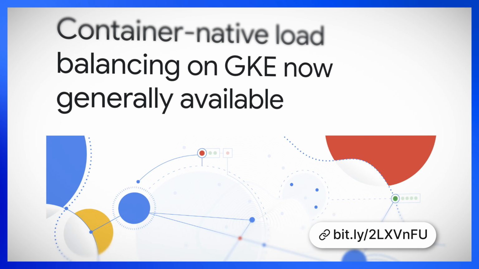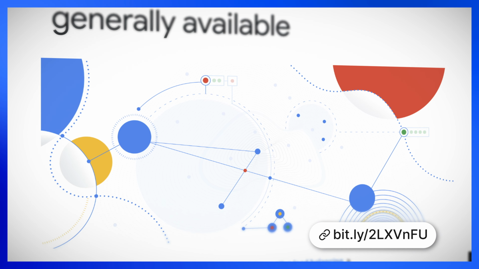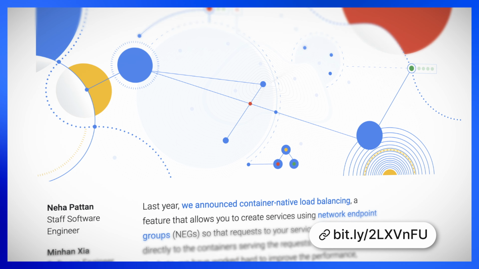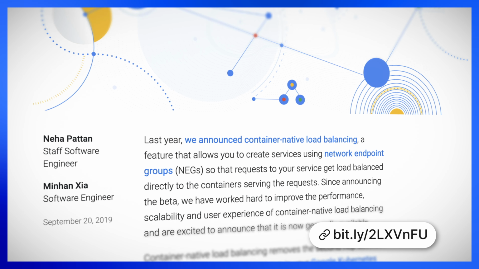Another awesome thing that came through right after we recorded last month's episode was the general availability release of container native load balancing. This is a big deal because it eliminates a whole layer and a lot of potential latency in your service communication. This functionality actually goes a bit deeper than just GKE too.